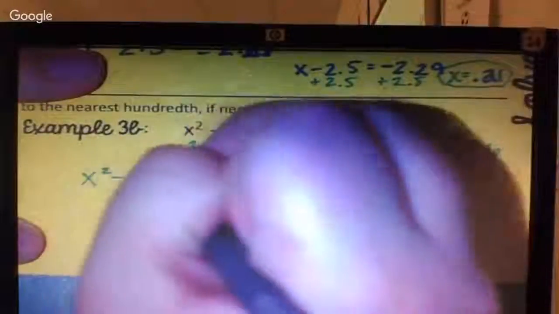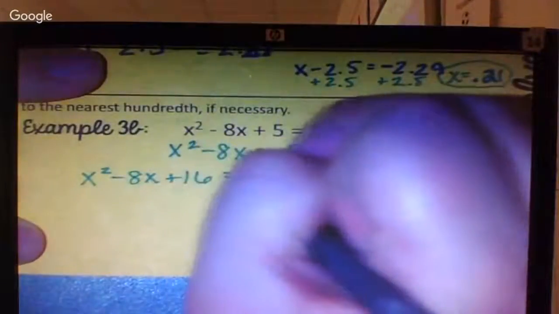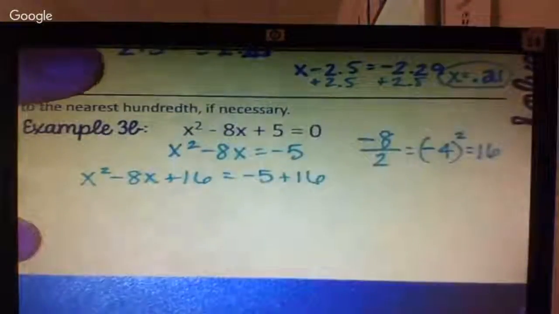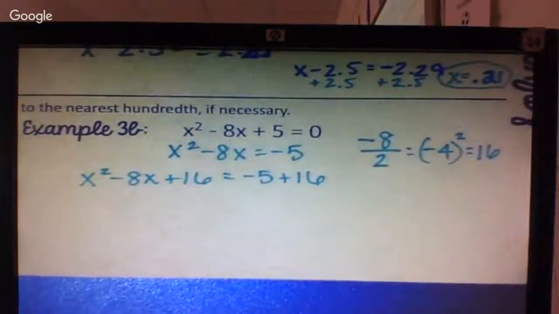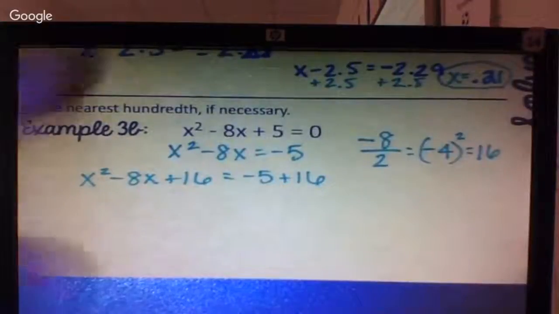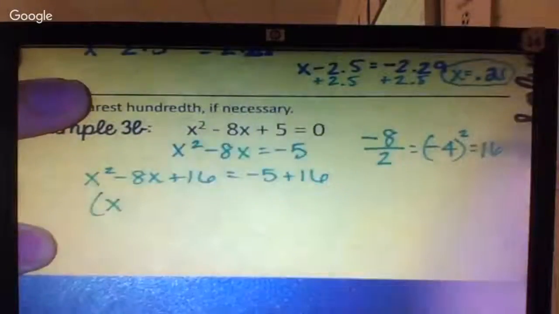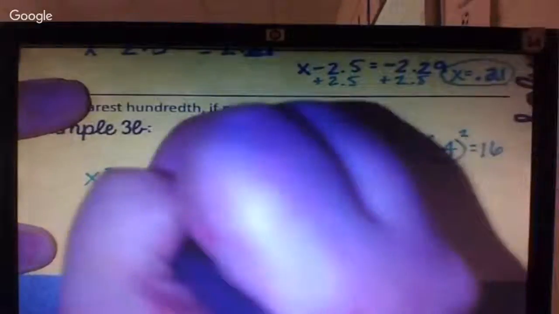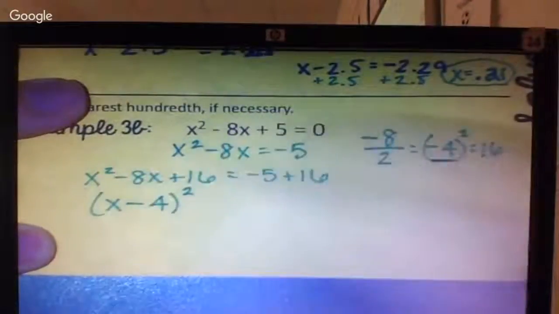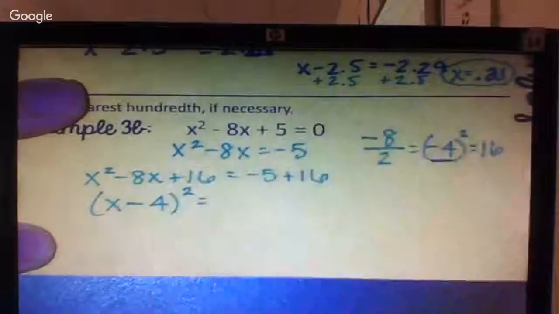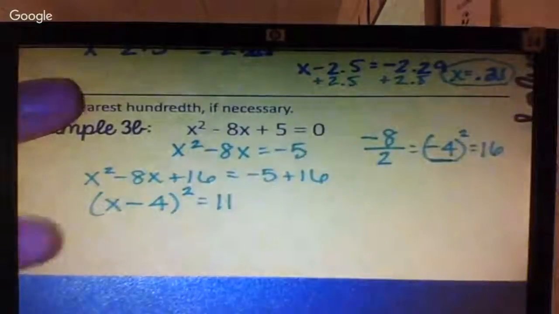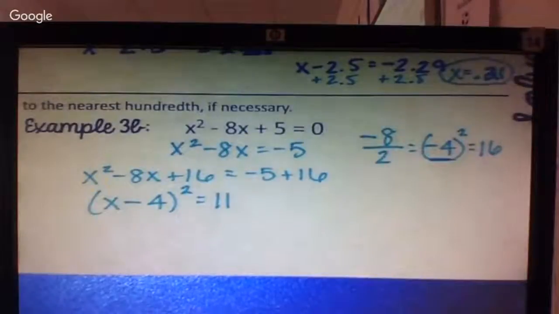So technically I need to add 16 to both sides. Once I do that, I factor that left-hand side. So it becomes x, because this is negative 4, it's minus 4 squared equals 11. We don't square. Yeah, we're going to have to.